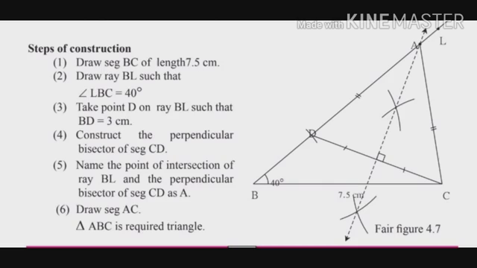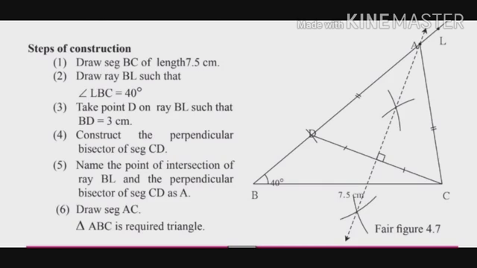Next step, that means fourth, construct the perpendicular bisector of CD. Now join CD and draw perpendicular bisector of CD. First keep the tip of compass on point C and draw the two arcs above and below. Then keep the tip of compass on point D and cut the previous arc. Then you get the perpendicular bisector of CD.